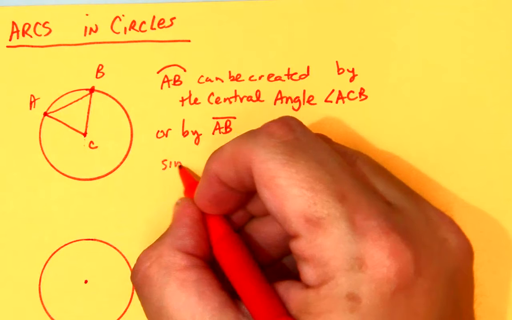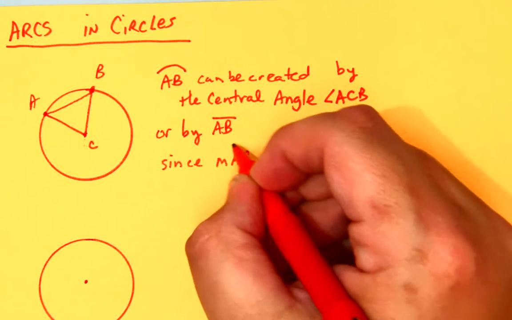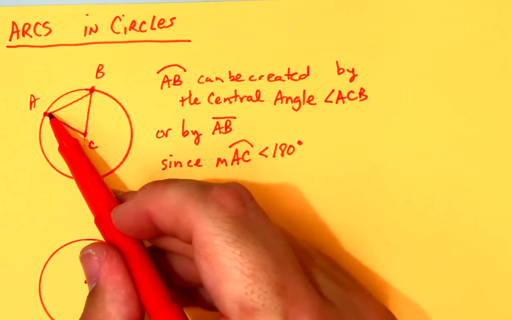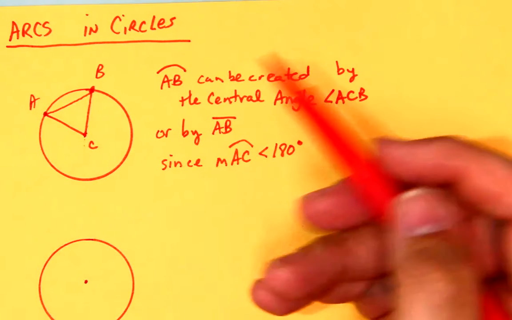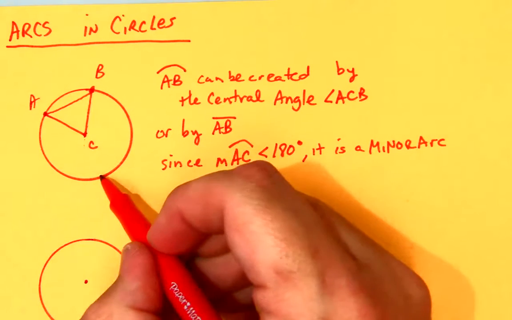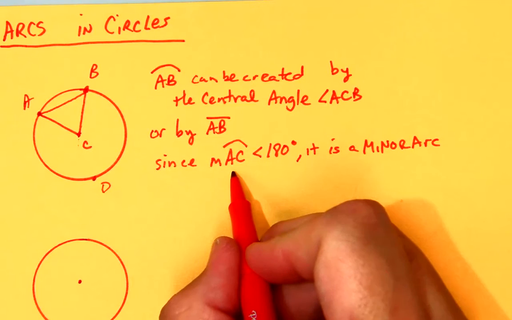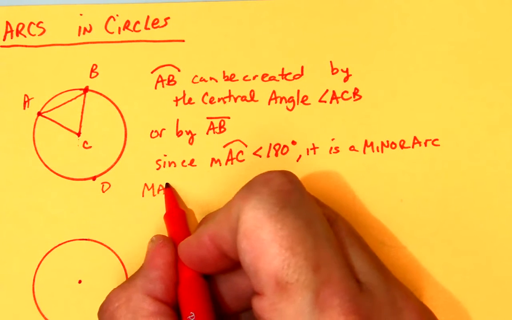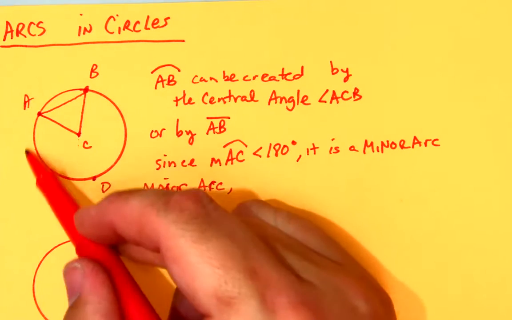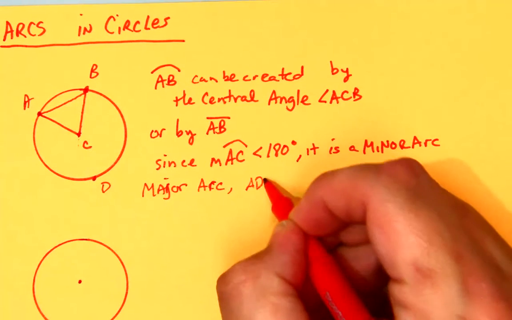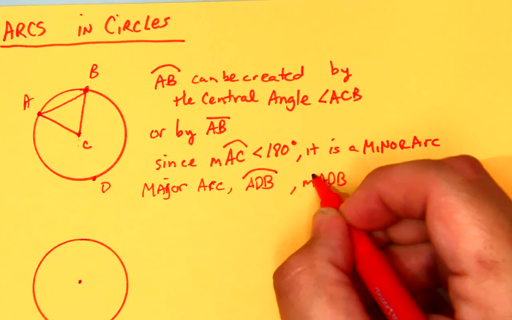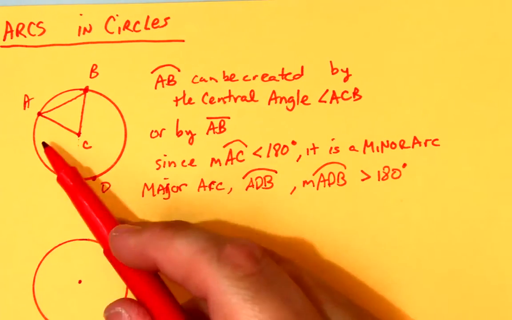Now, since the measure of the arc AB is less than 180 degrees, if it was 180 degrees, it'd go all the way across half the circle, it is called a minor arc. And we only use two letters for the minor arc. The major arc is going to be ADB, because that's going to tell us which direction it goes. ADB. And the measure of arc ADB is greater than 180 degrees. So we're going to be able to get that from here.